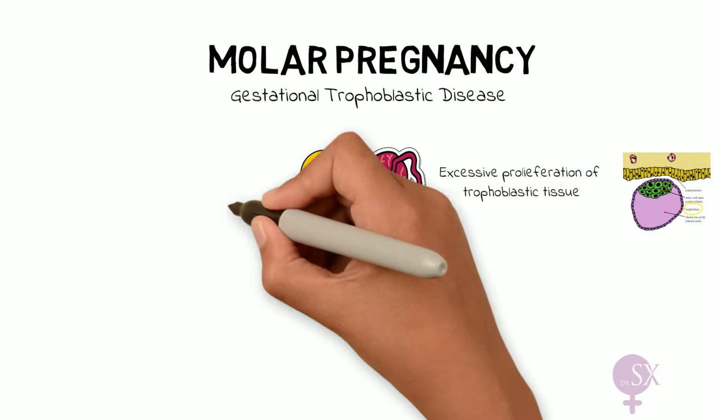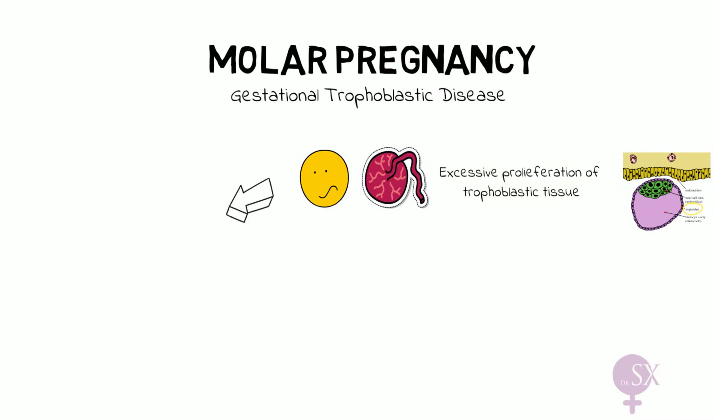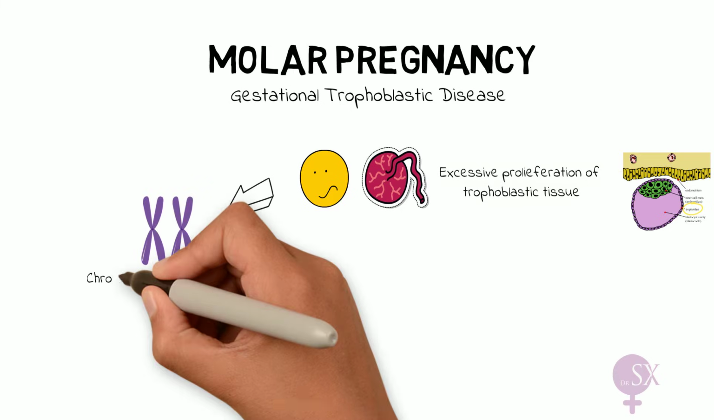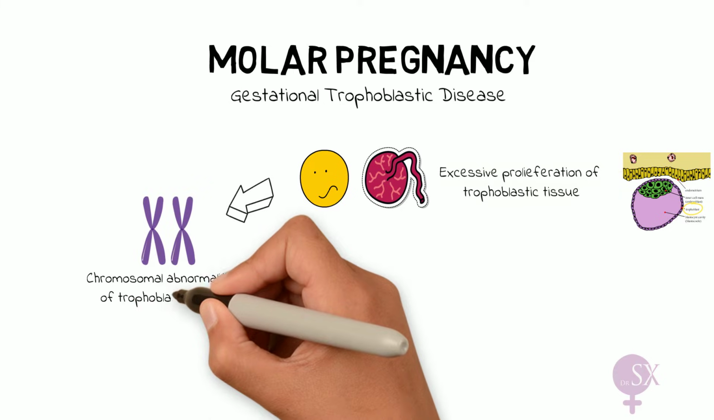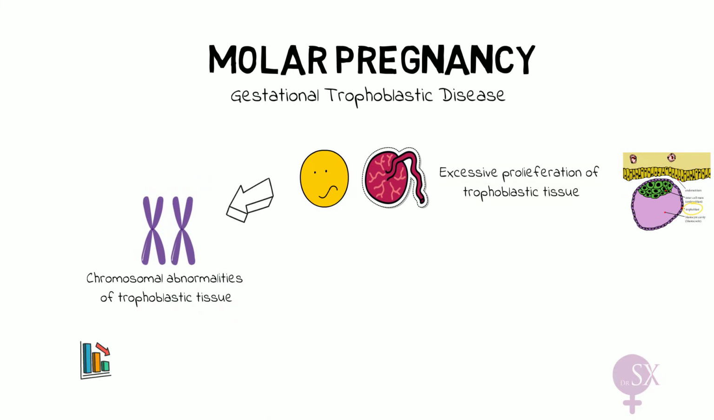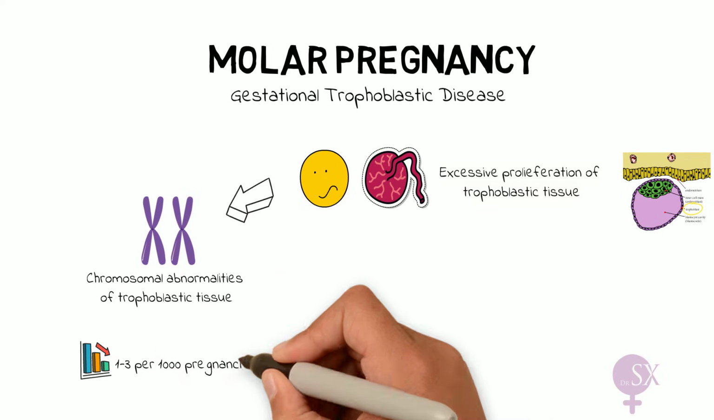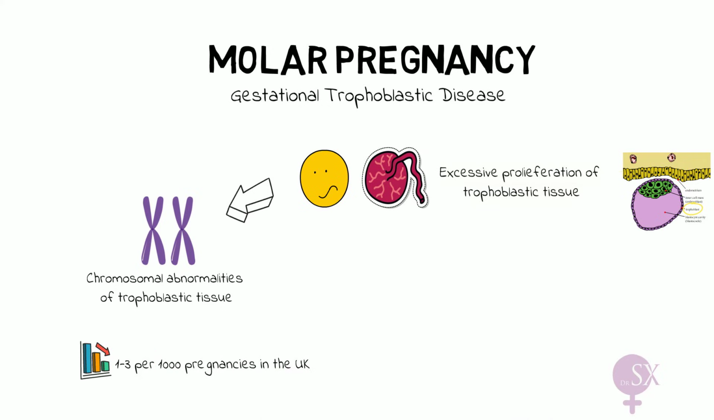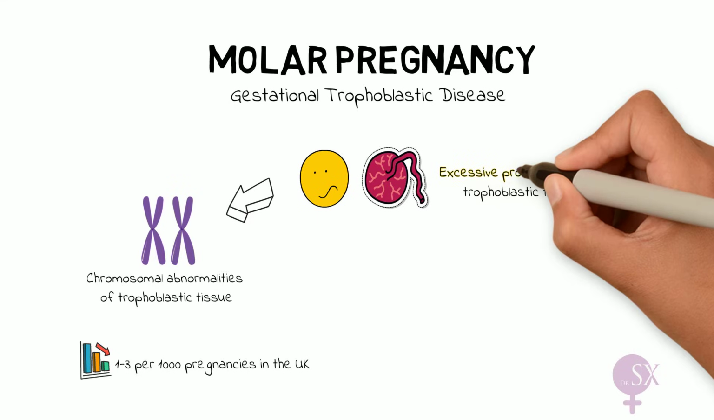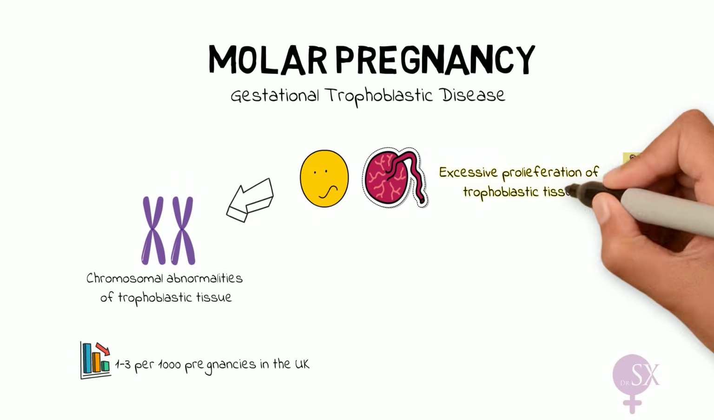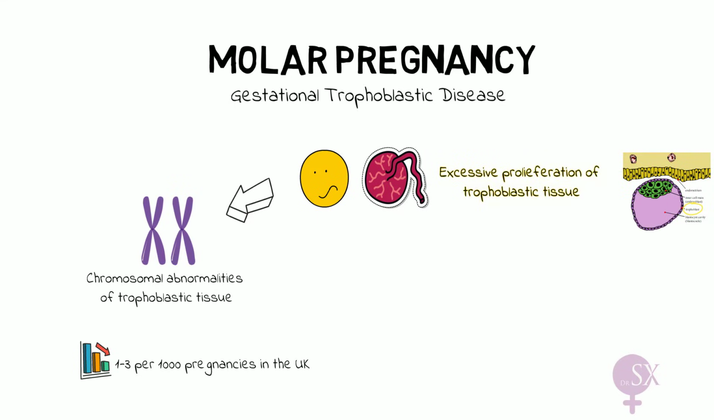Okay, so most of the time a molar pregnancy occurs because of a chromosomal abnormality of the trophoblastic tissue. In the UK, molar pregnancy occurs in 1 to 3 per 1,000 pregnancies. So, as we said before, molar pregnancy is due to an excessive proliferation of trophoblastic tissue. When this happens, HCG levels are very high because of excessive secretion by the trophoblastic tissue.